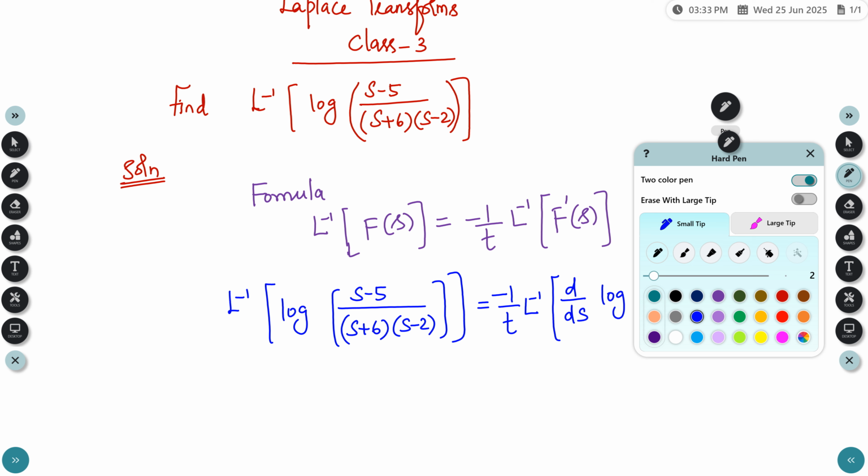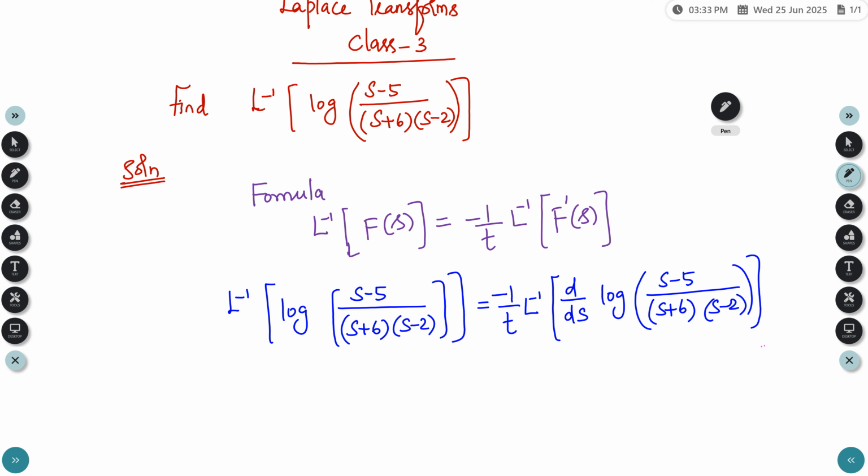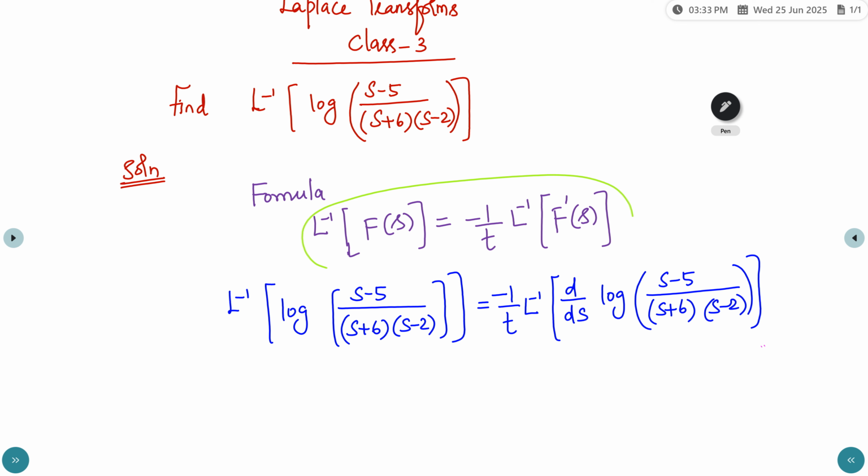This is totally an inverse Laplace transform technique, the opposite of differentiation. See this formula: L inverse of f of s. Actually, in the Laplace transform, the function is given, all in terms of s. So L inverse of f of s. Now our f of s is log of this function.